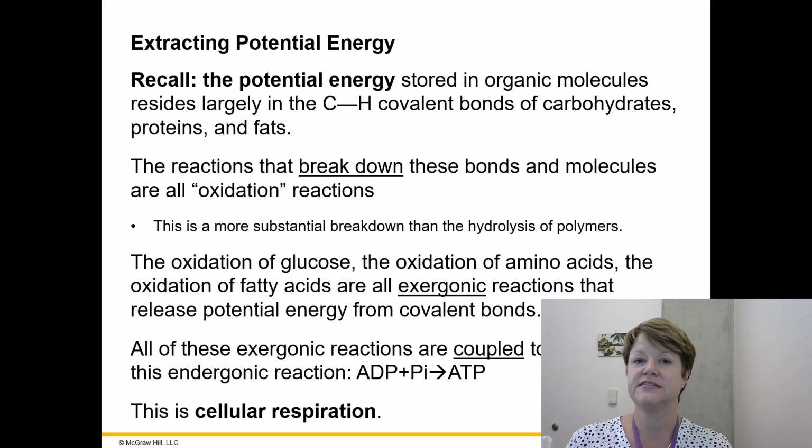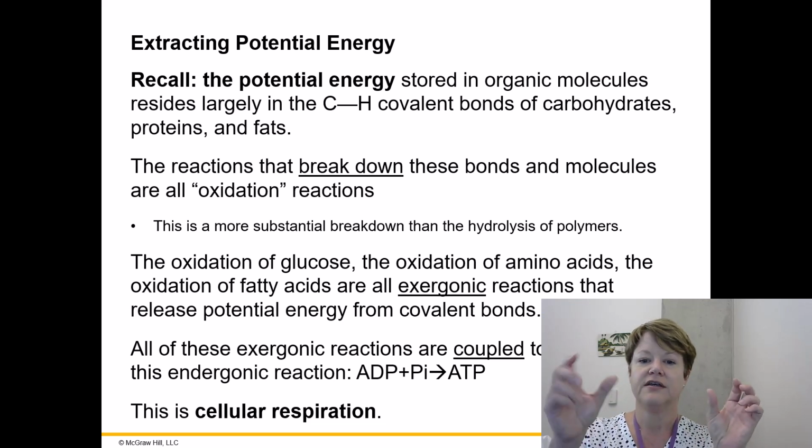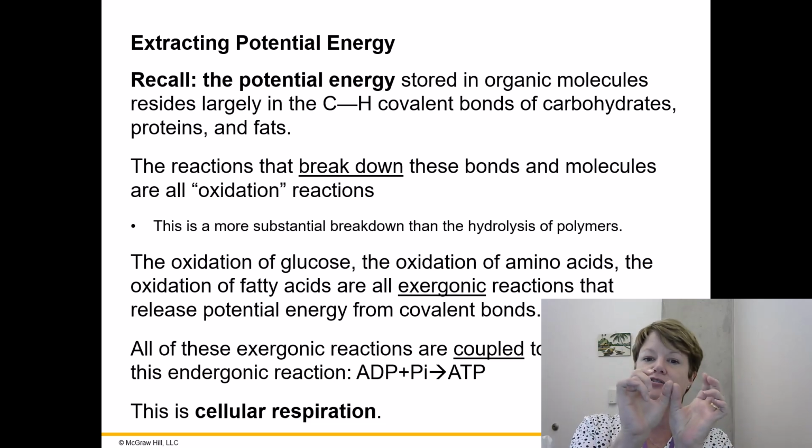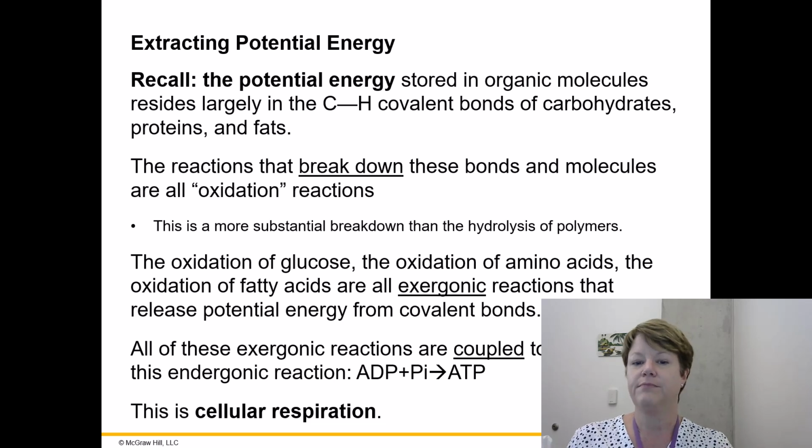So ATP is synthesized when ADP, which has two phosphates, gets covalently attached to one more phosphate, which we call inorganic phosphate. So ADP plus Pi yields ATP. So that is an endergonic reaction, and the energy to drive the synthesis of ATP comes from the breaking of the bonds of the organic compounds. And that's what cellular respiration is.